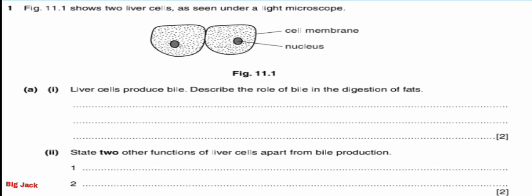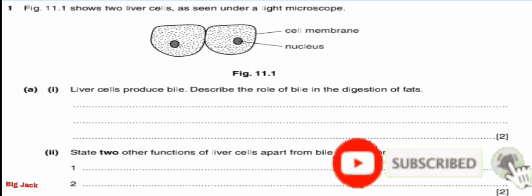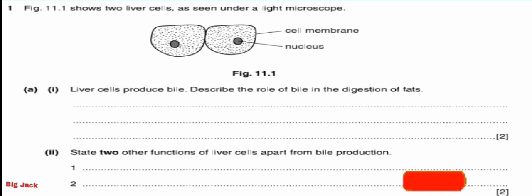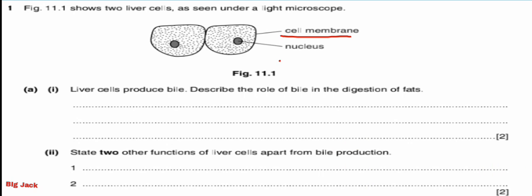Right, so let's try to answer this question for biology paper 2. The first question is saying figure 11.1 shows two liver cells as seen under a light microscope. So we have the cell membrane and also the nucleus. We need to know the functions of the nucleus and the cell membrane.